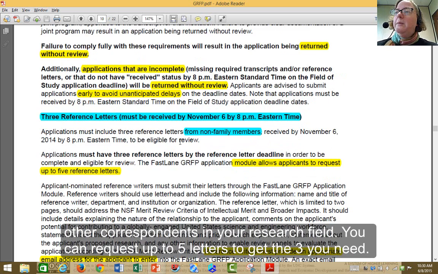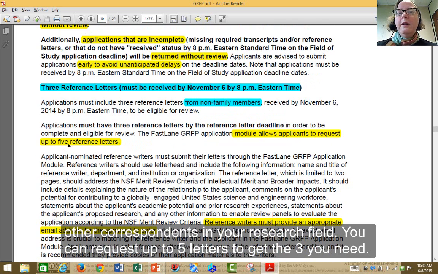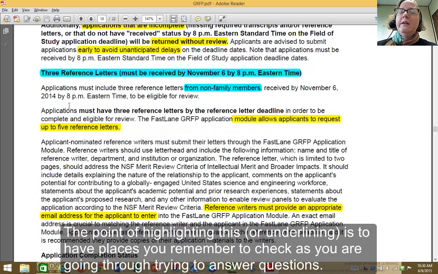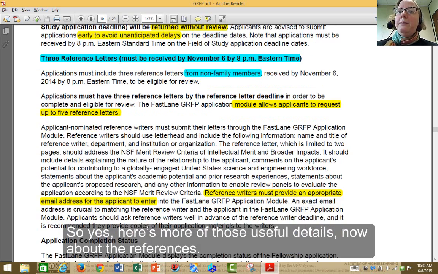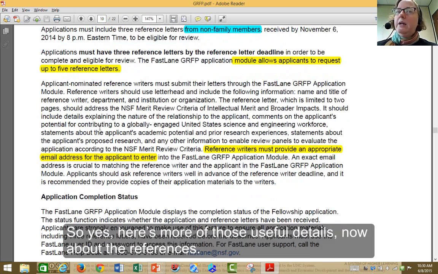You can request up to 5 to get the 3 you need. The point of highlighting this, or in your case underline, is to have places you remember to check as you're going through trying to answer your questions. So if you come back wondering about something, all the answers are marked, so you don't have to read through the details in all of them. So yeah, more of the useful details.